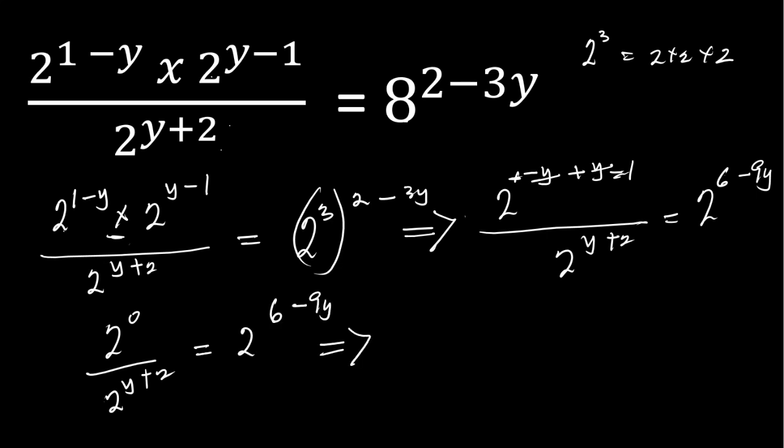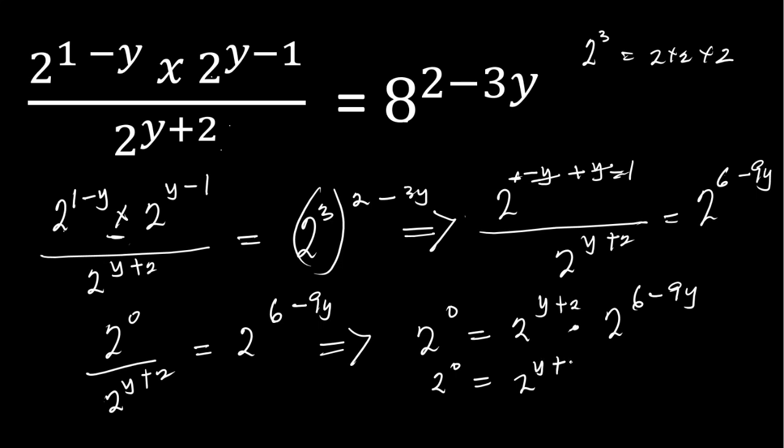Now this also implies that 2 raised to power 0 is the same thing as 2 raised to power y plus 2 times 2 raised to power 6 minus 9y. Now I can rewrite this as 2 raised to power 0 will be the same thing as 2 raised to power y plus 2 plus 6 minus 9y. I've applied simple indices. So that 2 raised to power 0 will be the same thing as, I have y minus 9y, that's 2 raised to power minus 8y. Then 2 plus 6, that's 8 again, plus 8.